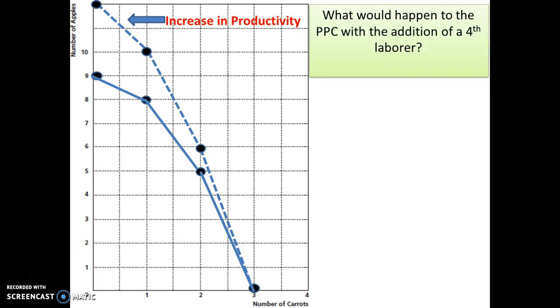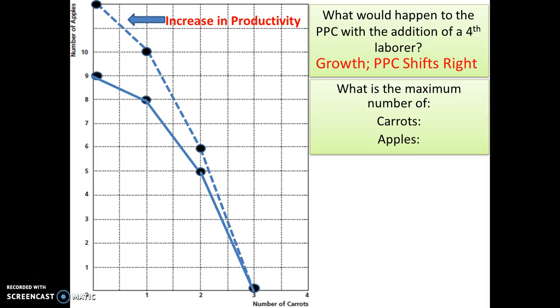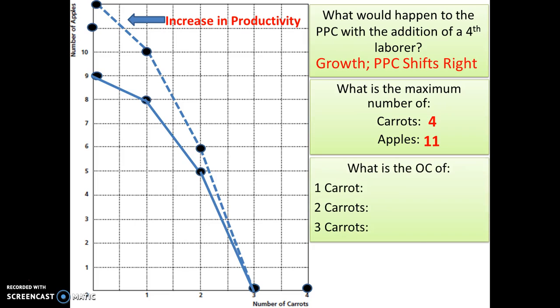Our last example is where we added a fourth labor, a fourth resource, so we would expect to see growth, and that means the PPC shifts to the right. We have 4 students, all equally productive at picking carrots, so that's going to be 4. In this instance, they can produce 11 apples. We plot those points on our graph, and then we look at the opportunity cost. 1 carrot would be 1 apple, 2 carrots would be 2 apples, 3 carrots would be 3 apples, and again we see the law of increasing opportunity cost in this example.